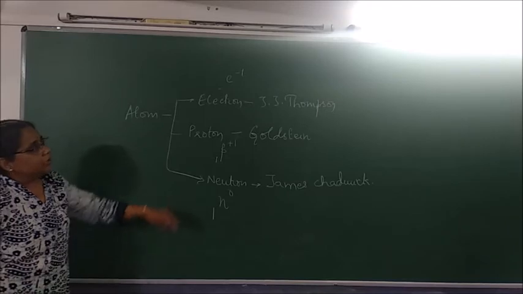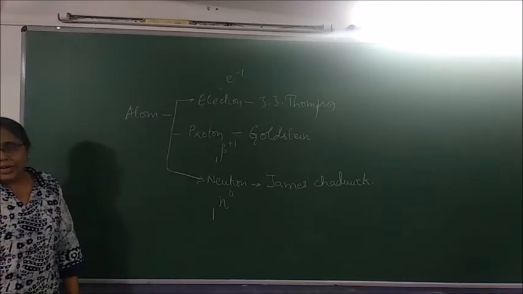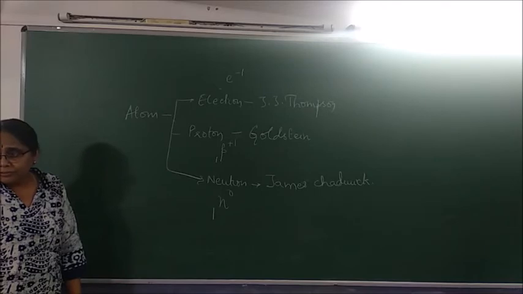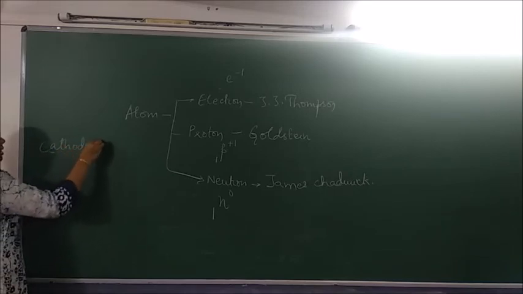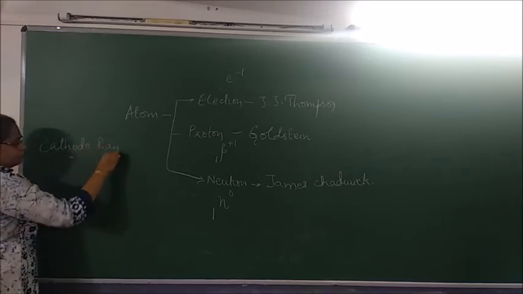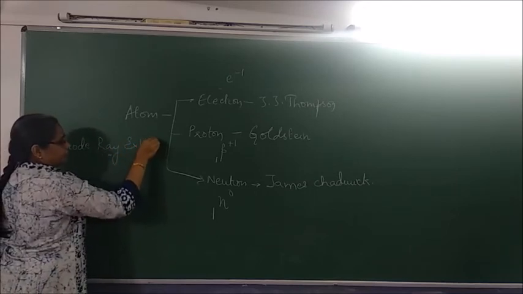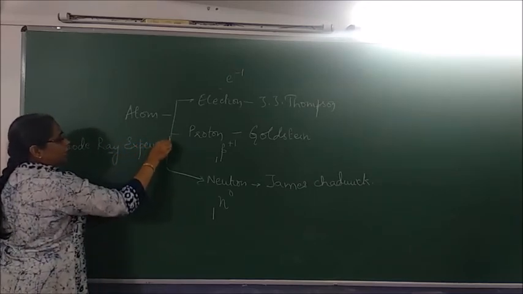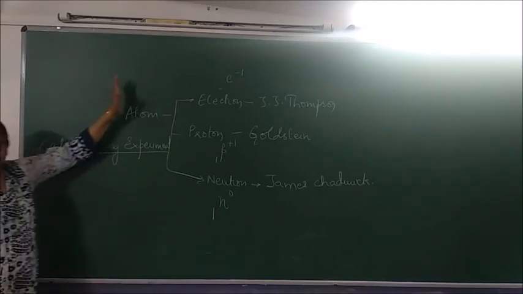Clear? How did J.J. Thomson discover the electron? He discovered electron by what experiment? It is called cathode ray experiment or cathode ray. Okay, so what is cathode ray experiment or a glass discharge tube experiment? Okay, so this part clear?